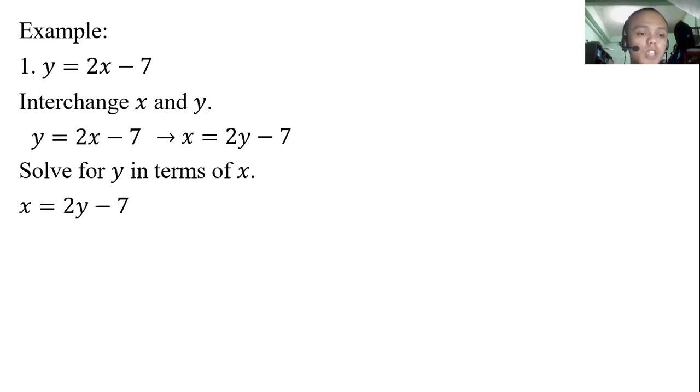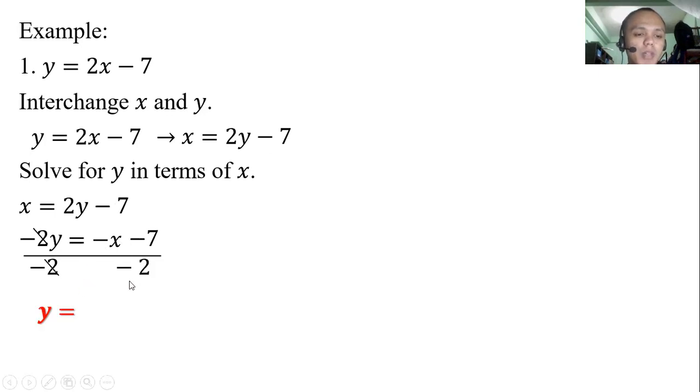We have x equal to 2y minus 7. So, I mean, transpose negative 7 to the other side. I mean, 2y to the other side, magiging negative 2y yan. Transpose x to the other side, magiging negative x minus 7. And then, divide both sides by negative 2. Cancel this out. We have y equal to negative x divided by negative 2 is x over 2 plus, negative 7 divided by negative 2 is positive 7 over 2. So, x plus 7 over 2. Ito yung magiging inverse niya.